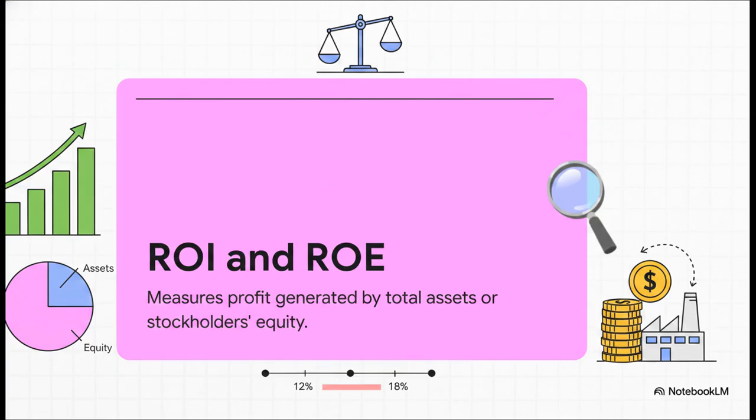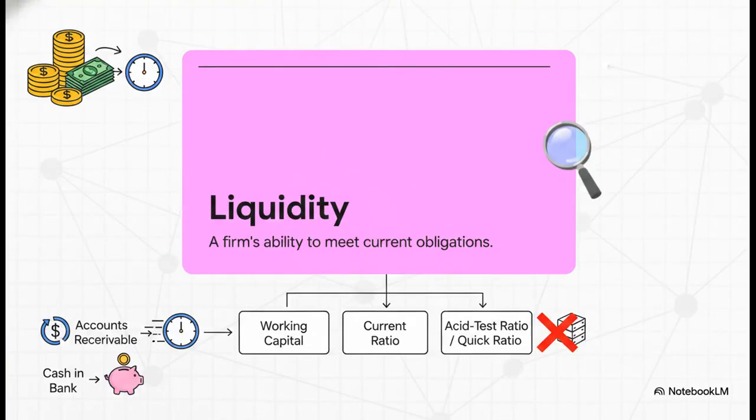And as a handy historical rule of thumb, an average ROE for most American manufacturing companies usually sits right in that sweet spot between 12 and 18%. Next up, we have liquidity. This is simply a firm's ability to meet its current obligations. Creditors obsess over liquidity because it tells them if a company can actually pay its bills on time. We measure this using working capital, the current ratio, and the acid test ratio.